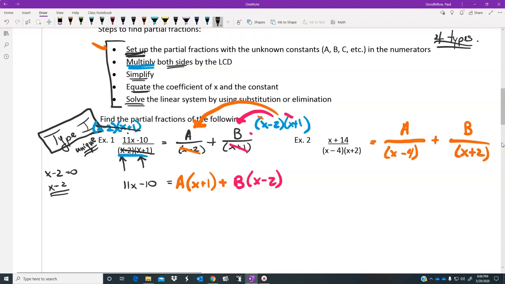Now, if I continue to simplify this, and that's our third step going on here, I get 11x minus 10 would equal ax plus 1a plus bx minus 2b. And all I've done there is distribute the b's and a's through here. And people that are really organized at this will be very successful at doing partial fraction decomposition.